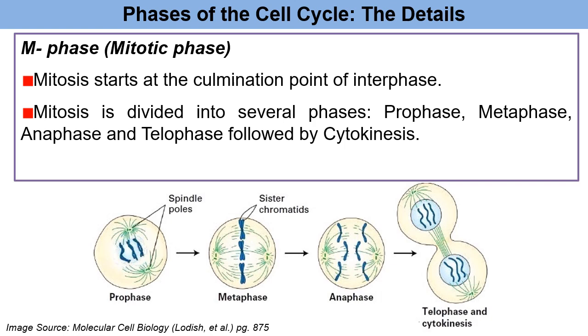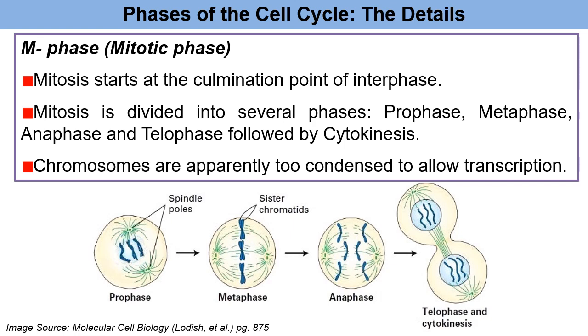So basically, during mitosis, the sister chromatid cohesion is removed by destruction of the cohesin ring, which was formed during the S phase of the cell cycle. This allows the sister chromatids to get segregated to opposite poles of the mitotic spindle. Another important aspect to remember about the M phase is that the chromosomes during this phase are apparently too condensed to allow any form of transcription.